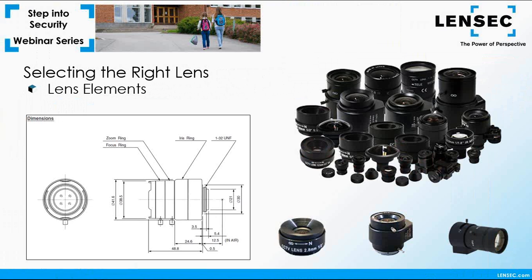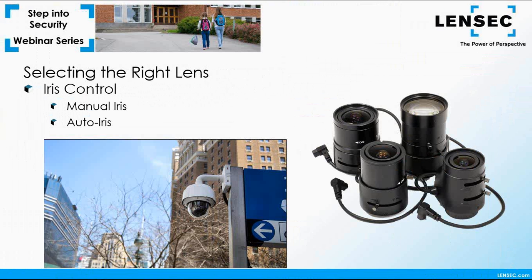An example would be a 2.8 to 8 millimeter lens that has a wide focal length of 2.8 millimeters and a zoomed focal length of 8 millimeters. This camera gives you a zoom and a focus ring for manually adjusting the field of view and focal point. When you're using a megapixel camera, you need a megapixel lens that's appropriately rated. An additional lens element would be a manual iris lens that would have an iris ring on it.